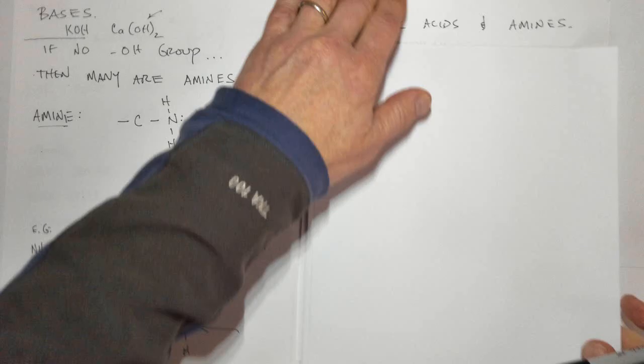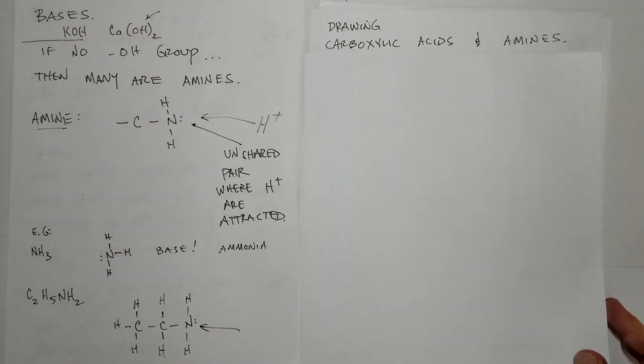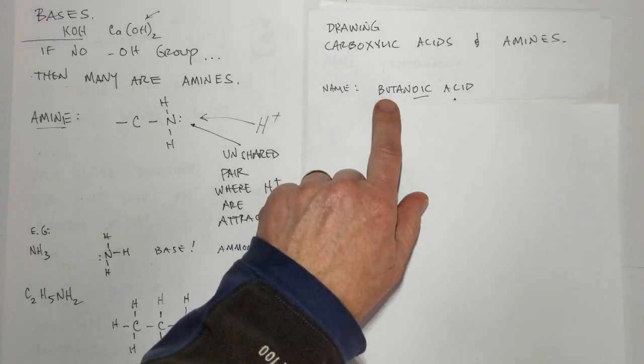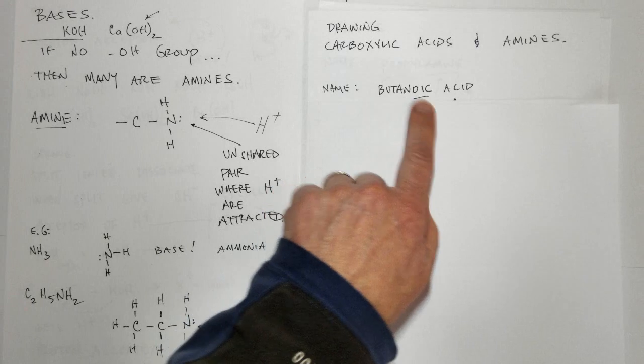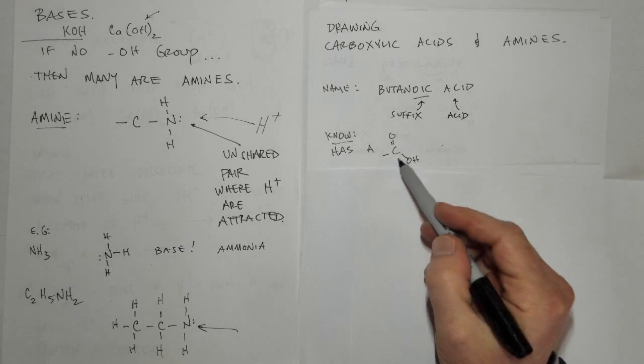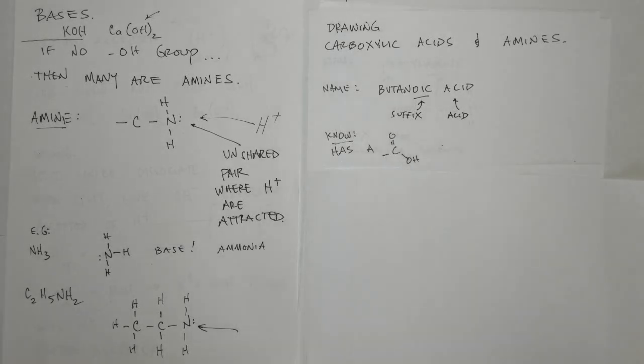So let's talk about drawing carboxylic acids and amines, because amines show up quite a bit, and so do carboxylic acids in terms of weak acid and bases. So this is butanoic acid. But, of course, means 4 carbons. Oic acid means that it's got the C double bond OH to it. So the suffix tells you that it's an acid. And we know that it's got a C double bond OH on it. It has a carboxylic acid group.